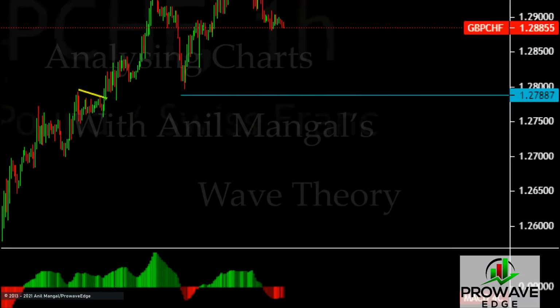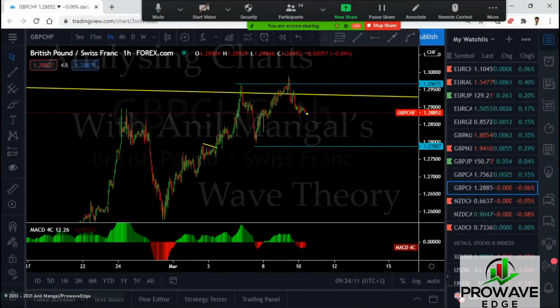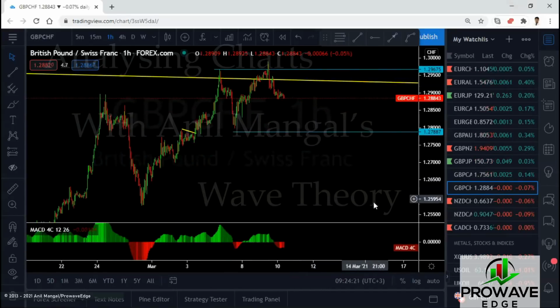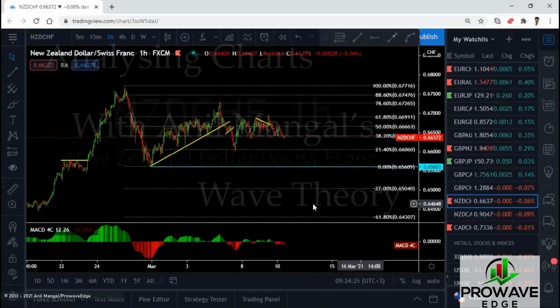So if you're taking this sell, just like the pound CAD, it's a short trade, after which it can go right back up. Just like the pound CAD can go back one more up. Then the big move to the downside, right? Let's go. New Zealand Swiss.